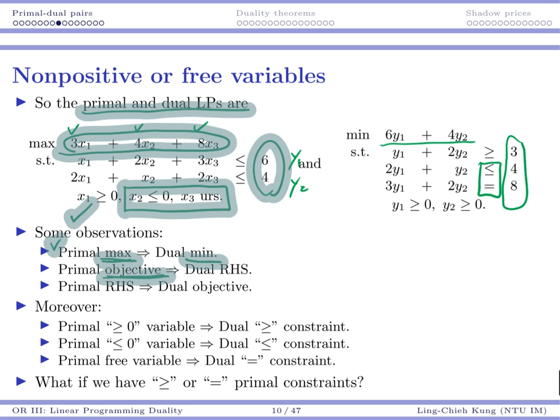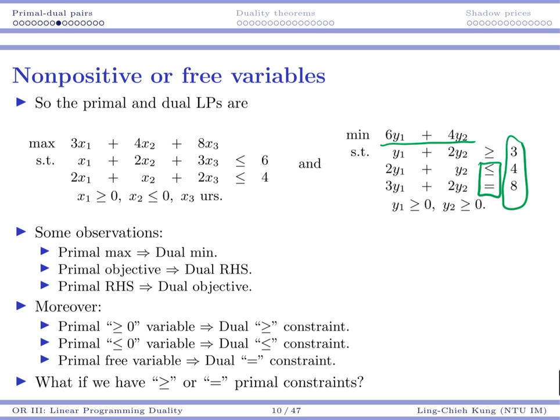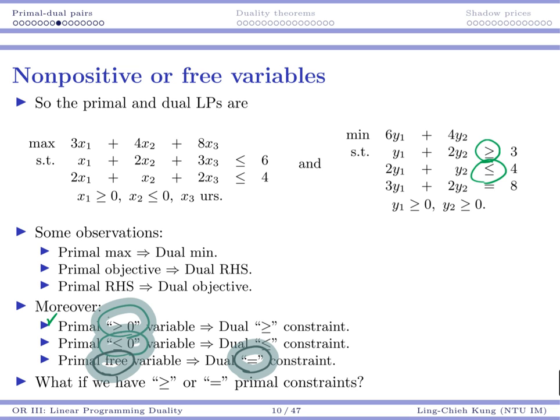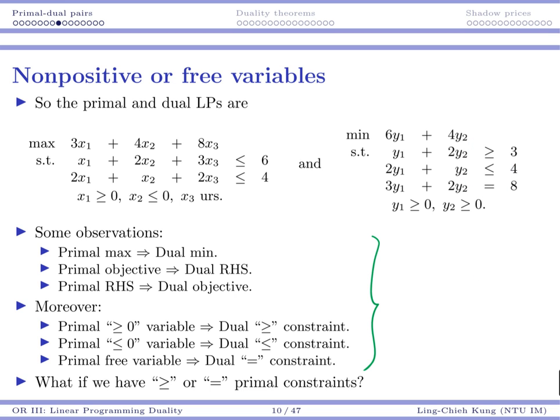Okay? Moreover, what we also have is the following. If your primal has a non-negative variable, then in your dual, you are going to have a greater than or equal to constraint. If your primal has a non-positive variable, in your dual, you will have a less than or equal to constraint. And I hope you really don't need to memorize this. I hope you really know why it is, because of the derivations we did last time in the previous page. If you have a free variable, you will have an equality constraint. So in many cases, this is the easiest to memorize, but I hope, again, you don't need to memorize it. You really know why it is the case.